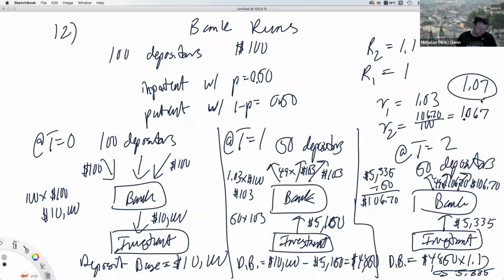All right, so we went through the process. Based on what the bank expects from how people pull out, these are the returns they're going to get. Now, if you notice, people that withdraw early get a higher return than if they invested directly in the investment. But people who are patient, when they pull their money out, get less than they would have if they invested directly.